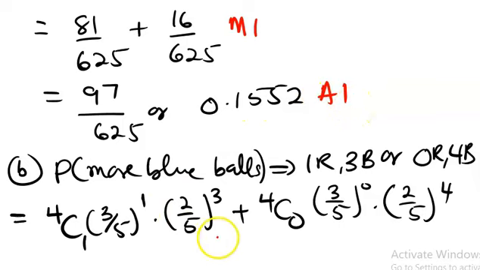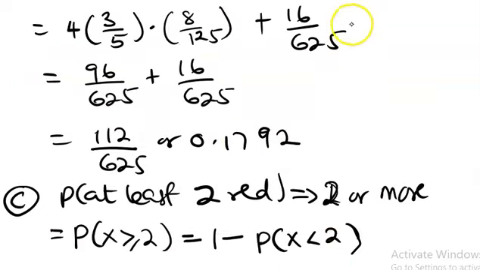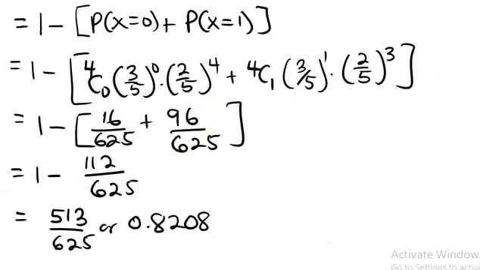So let's come to the second part. For forming the probability, you have M1, and then correct expression, you have A1, and then simplify till you have A1. The final answer 112 over 625 or 0.1792, you get A1. So let's go to the last question. For forming the probabilities, you get M1, and then for correct probabilities, you get A2, and simplify, you get M1, and then the final answer, you get A1.